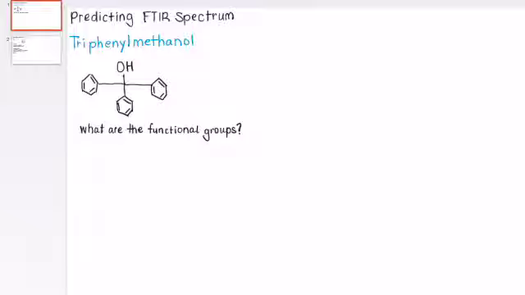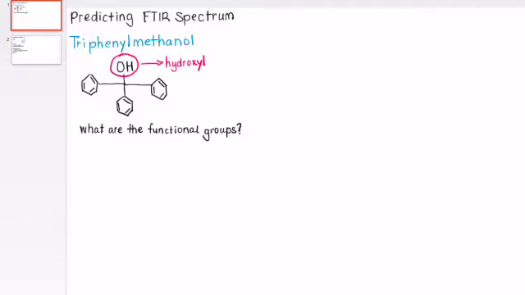So for an example molecule, I chose triphenylmethanol, which shows up in Organic Chemistry 2 lab. When I look at the structure of this molecule, which I drew out here, I can identify two functional groups. The first one that I see is a hydroxyl group, or an alcohol. So we have our hydroxyl, and that is a single bond between oxygen and hydrogen.